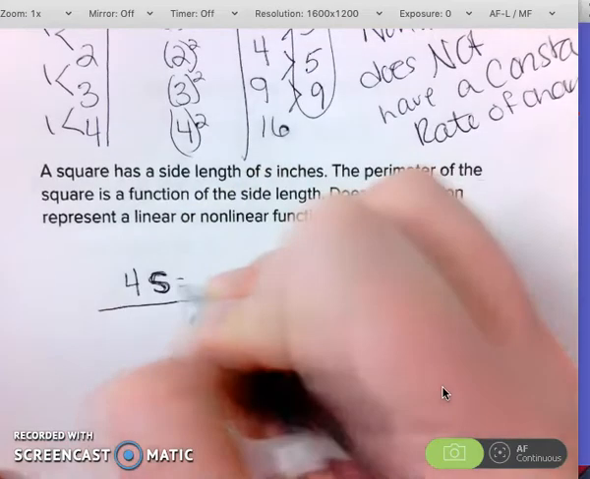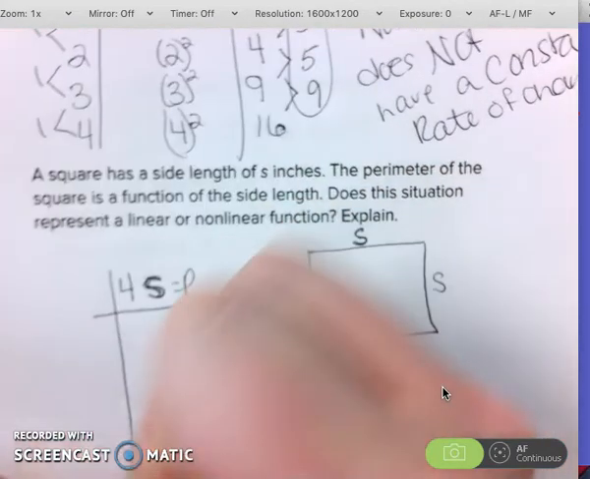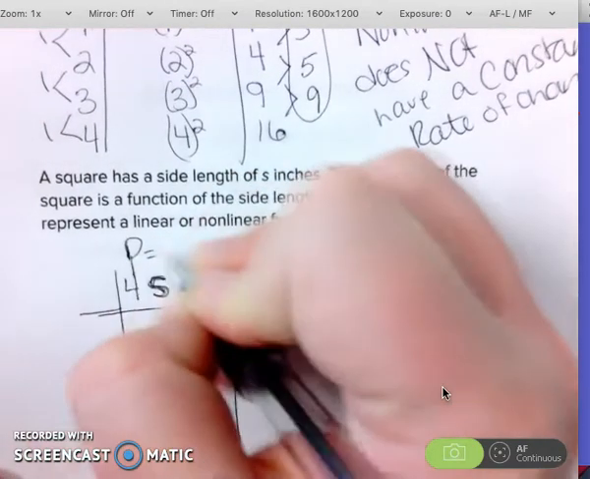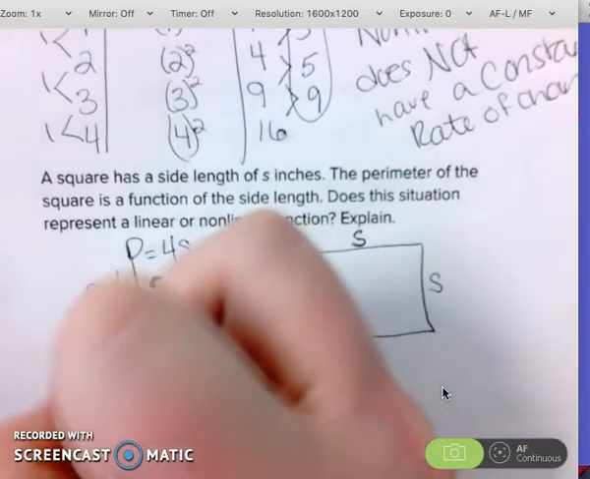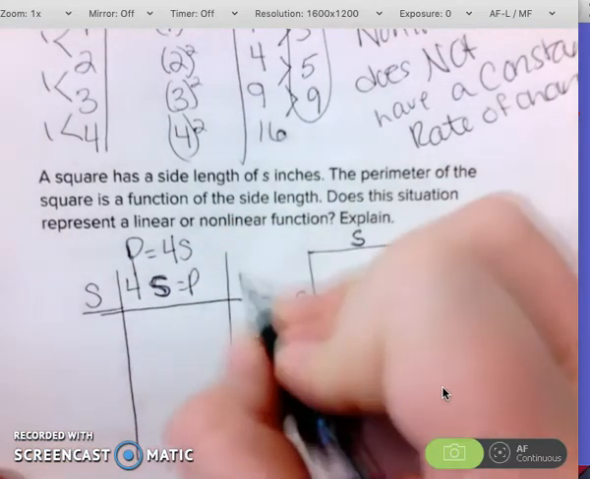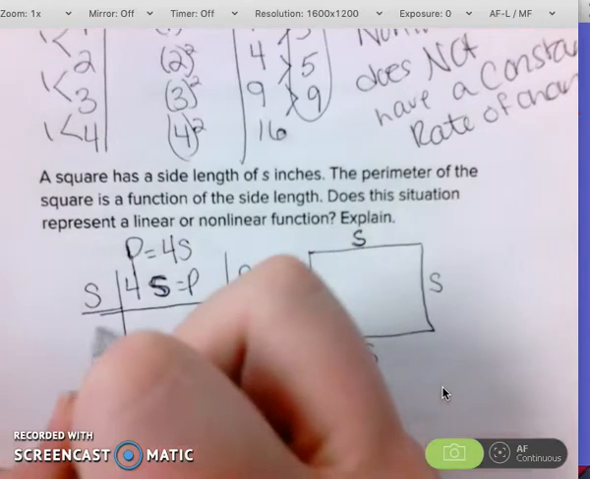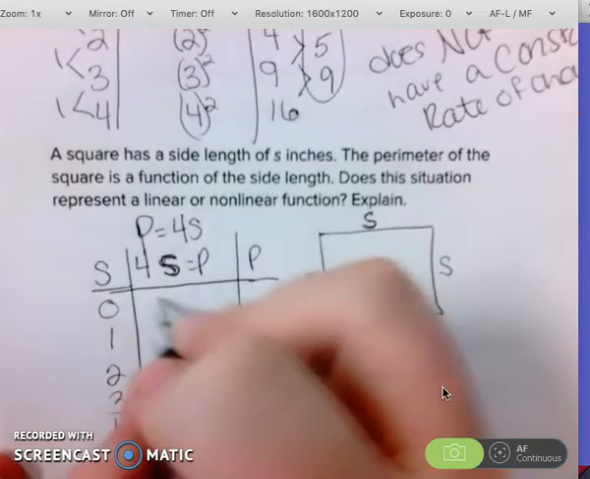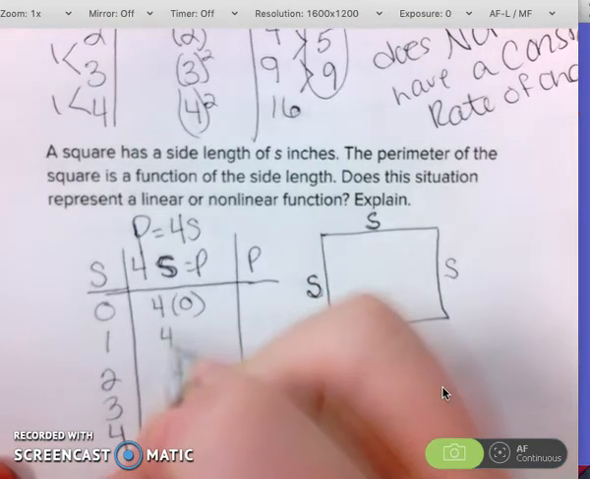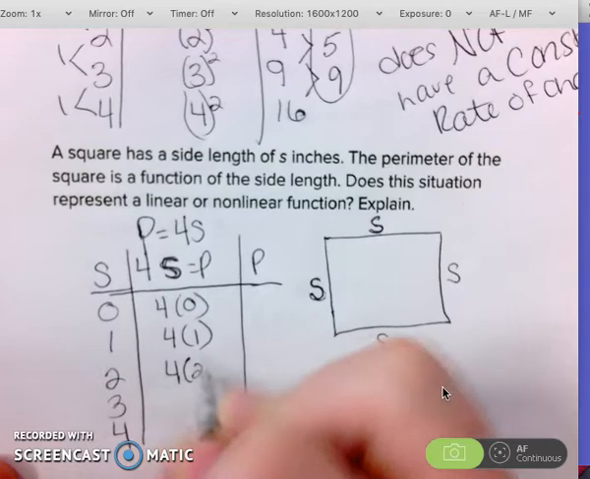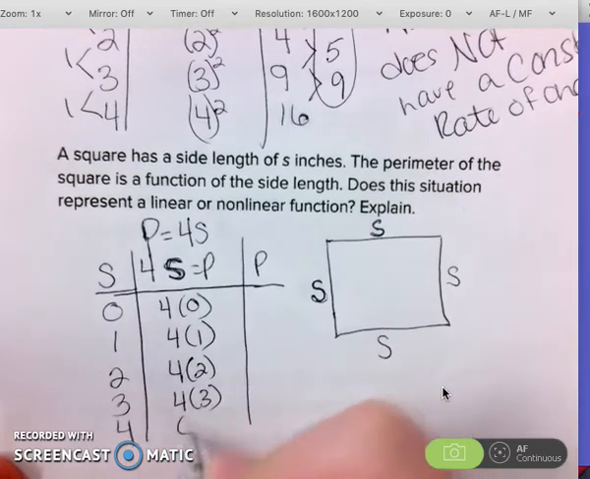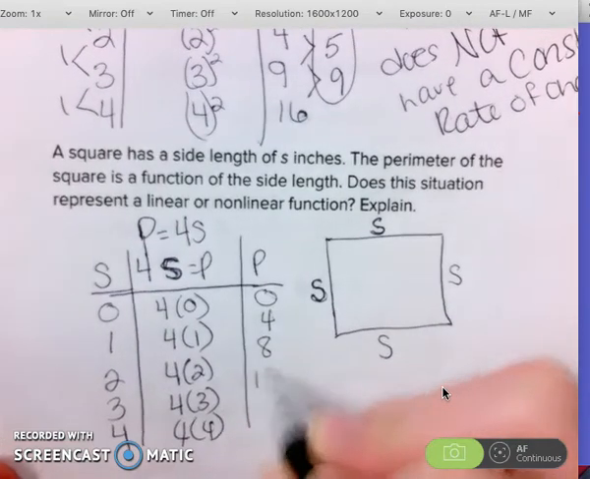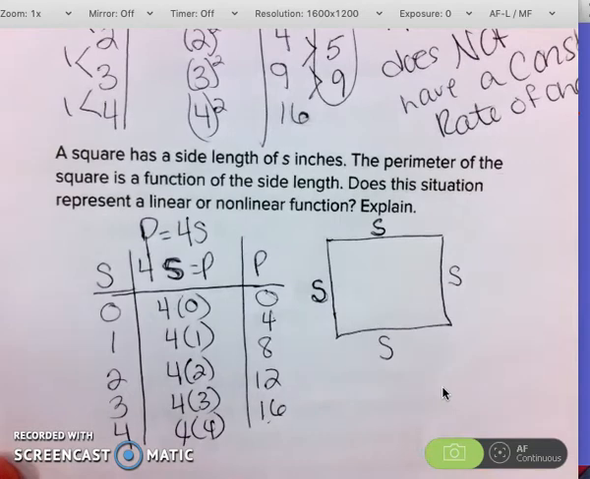And that's going to be your perimeter. So again, we're going to create a table. I could have also written this as P equals 4s. Okay, so our side length, we're going to multiply it by 4, and we're going to get our perimeter. So we're going to do 0, 1, 2, 3, and 4 again. So 4 times 0, 4 times 1, 4 times 2, 4 times 3, and 4 times 4. So we have 0, 4, 8, 12, and 16.